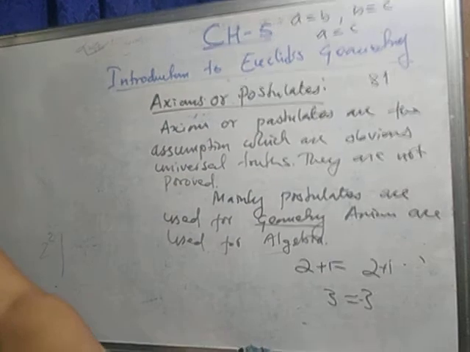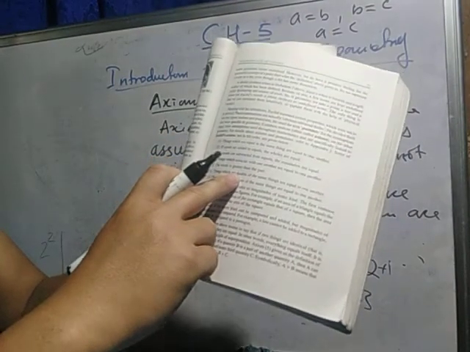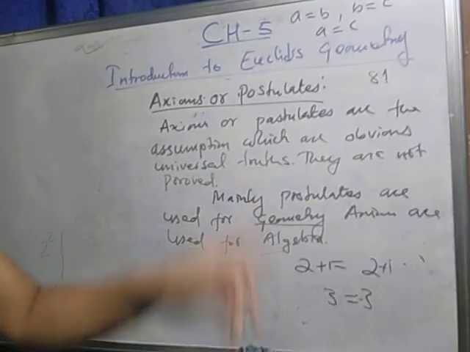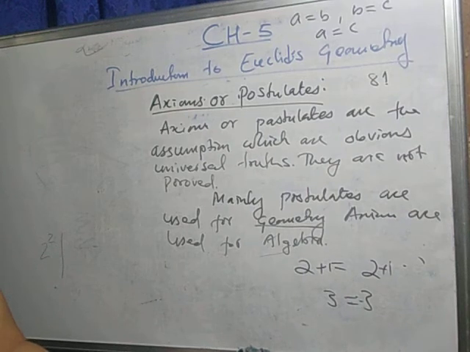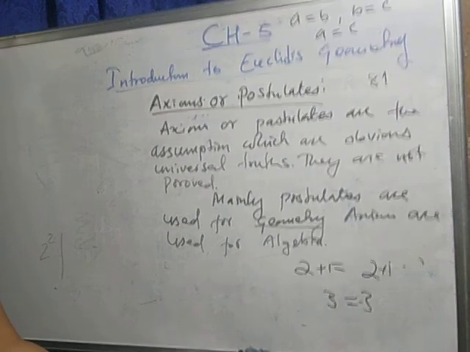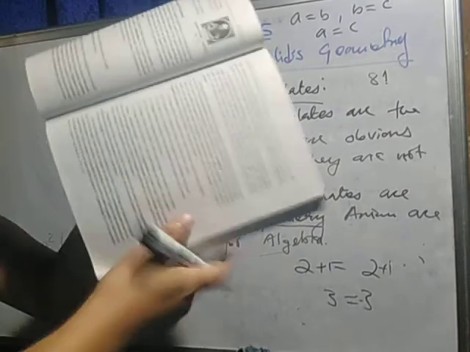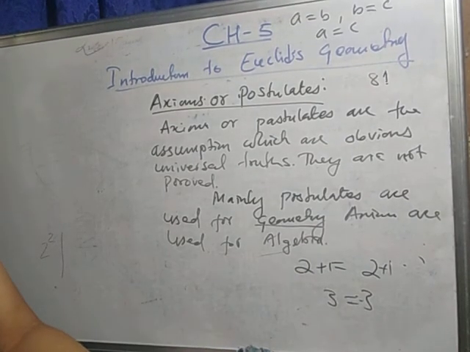Write down all these Euclid's axioms in your copy after the definitions. These axioms are used in algebra. Now comes postulate. Next is your postulate.